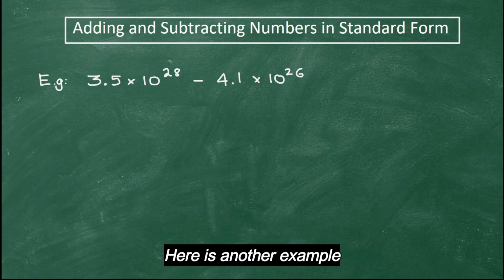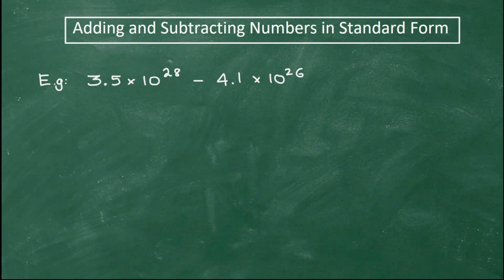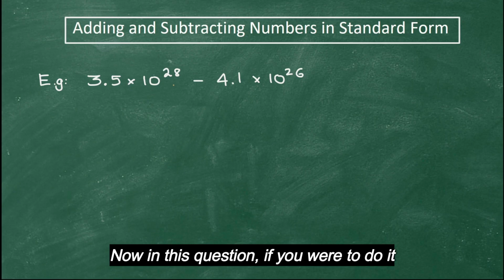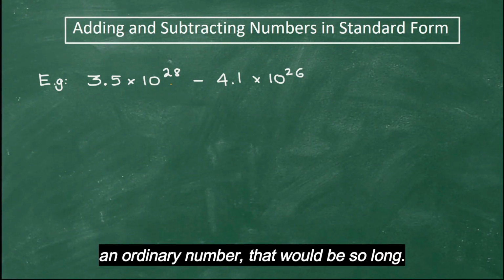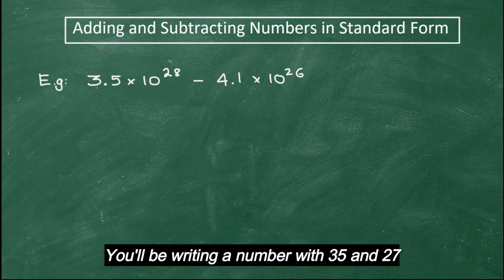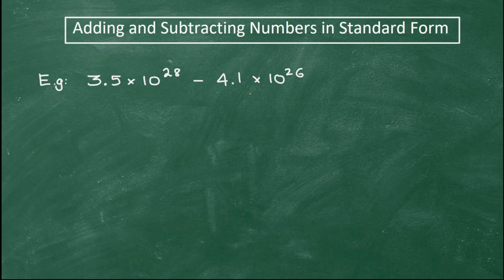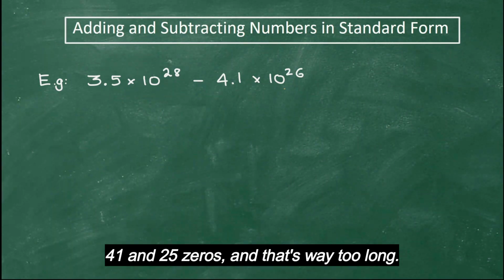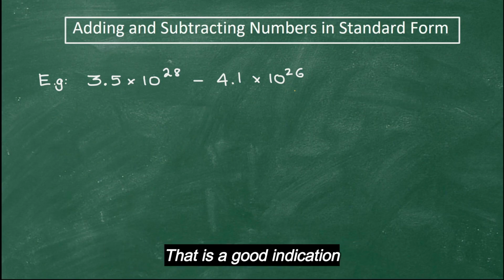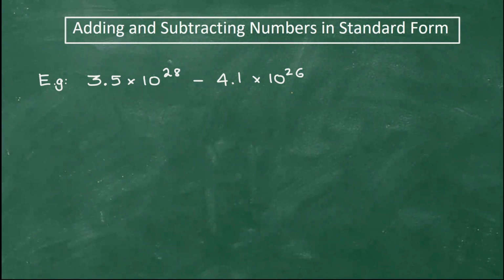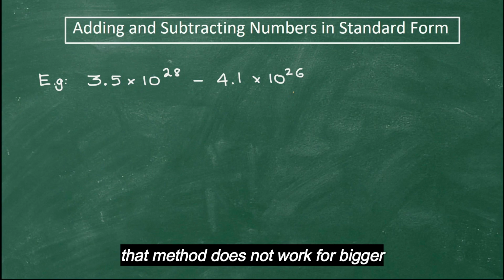Now here's another example to show the use of this one. Now in this question, if you were to do it the first way, by actually turning it into an ordinary number, that would be so long. You'll be writing a number with 35 and 27 zeros and 41 and 25 zeros, and that's way too long. Obviously that is not the method. That is a good indication to show that method does not work for bigger numbers.